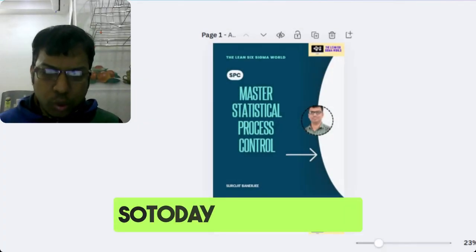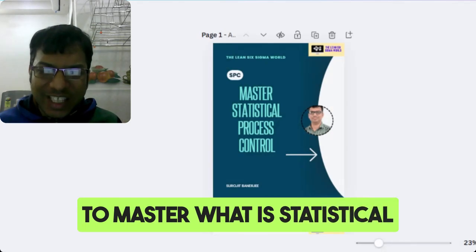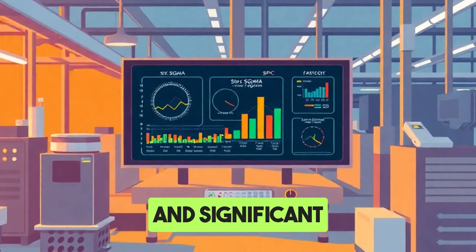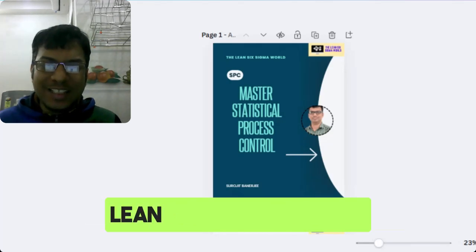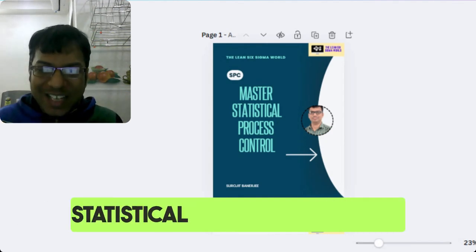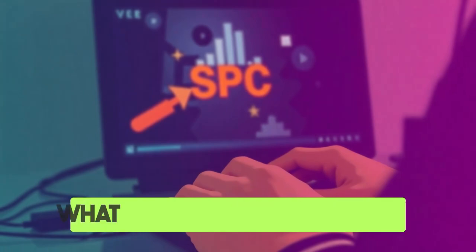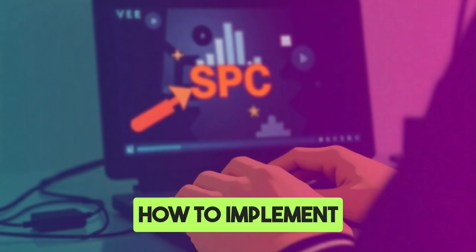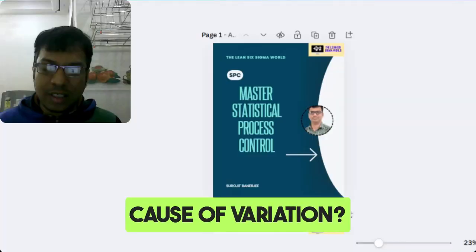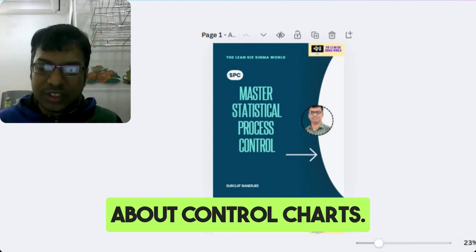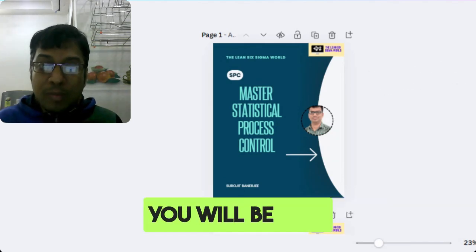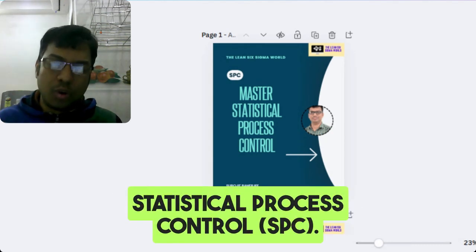Hello everyone. So today we're going to master what is statistical process control. Statistical process control is one of the most important and significant Six Sigma tools to execute any Lean Six Sigma project. So we're going to master what is SPC or statistical process control, why SPC matters, what are the benefits of SPC, how to implement statistical process control, what are the common cause of variation and special cause of variation, and some basic fundamentals about control charts. So we're going to explore everything in detail in this video. After the end of this video, you'll be able to master the concept of statistical process control.